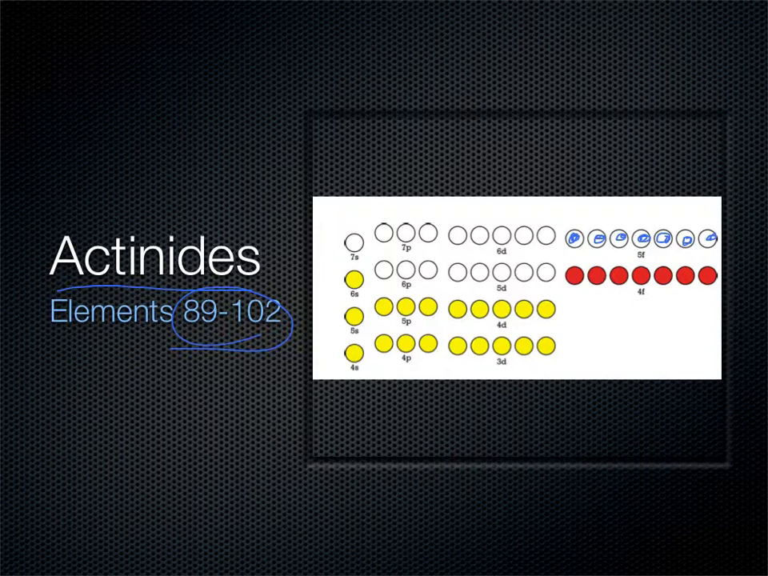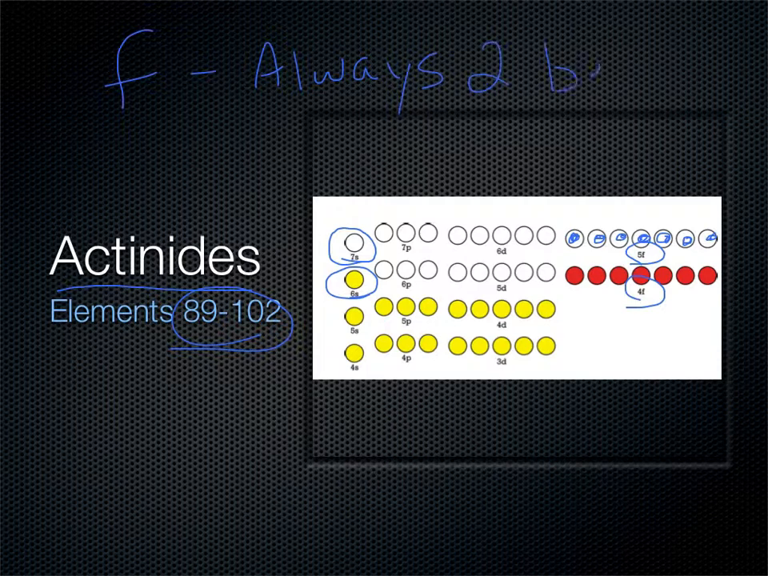These are the Fs, and you'll notice that if we go back to the other one, we've filled a 6S, then we're filling a 4F, and the actinides, we filled the 7S, and then we've gone to the 5F. So you'll notice that Fs are always 2 behind what you're filling in your S's. Okay? So we said D's were always 1 behind, F's are always 2 behind.